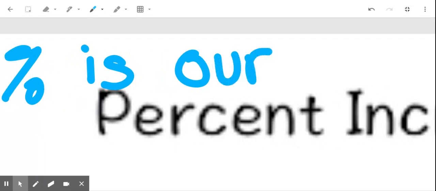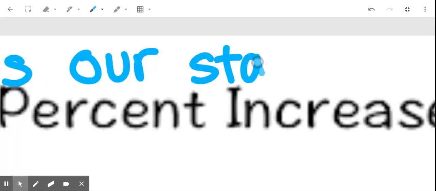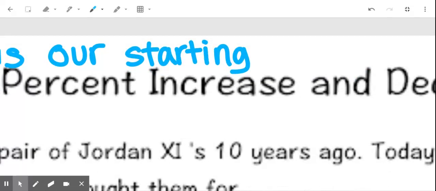Is our starting point. I just told you to think English and math, and I realize I'm struggling with spelling. Somebody call Miss Matthews. I need some help. Our starting point.